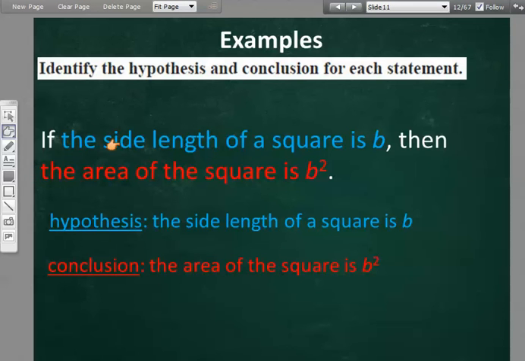So look here, I highlighted the hypothesis in blue. I highlighted the conclusion in red. So my hypothesis is going to read the side length of square b. My conclusion is going to be the area of the square is b squared. So when you're writing your hypothesis and conclusion, you do not include the word if, you do not include the word then.